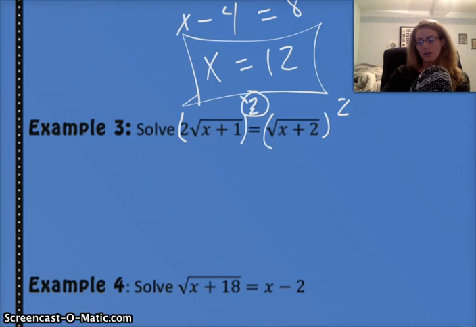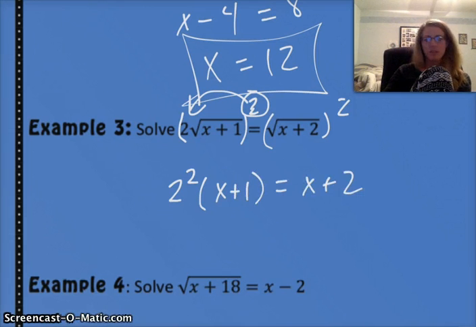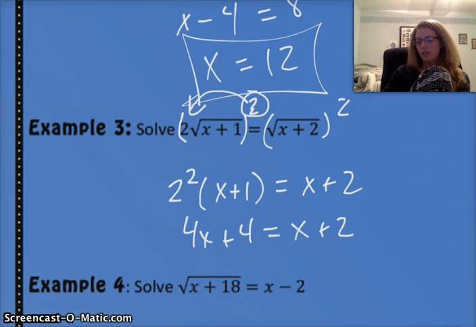So it's like 2 squared times the square root of x plus 1 squared, which cancels out, and you get x plus 1 equals x plus 2, the square root of x plus 2 squared, they cancel out. So you end up with 4x plus 4, right, because 2 squared is 4, distributed in, equals x plus 2, and then just solve. So bring the x over, we've got 3x equals 2 minus 4 is negative 2, x equals negative 2/3.